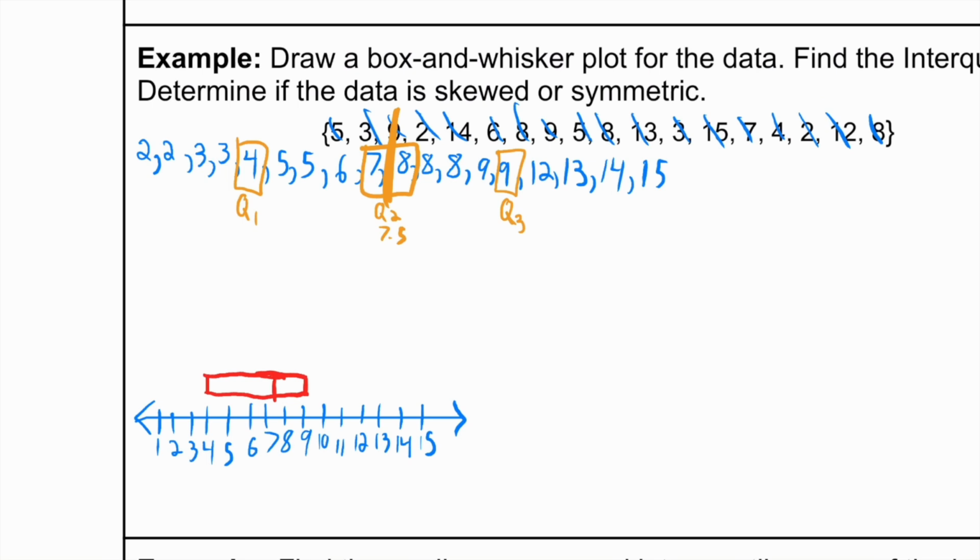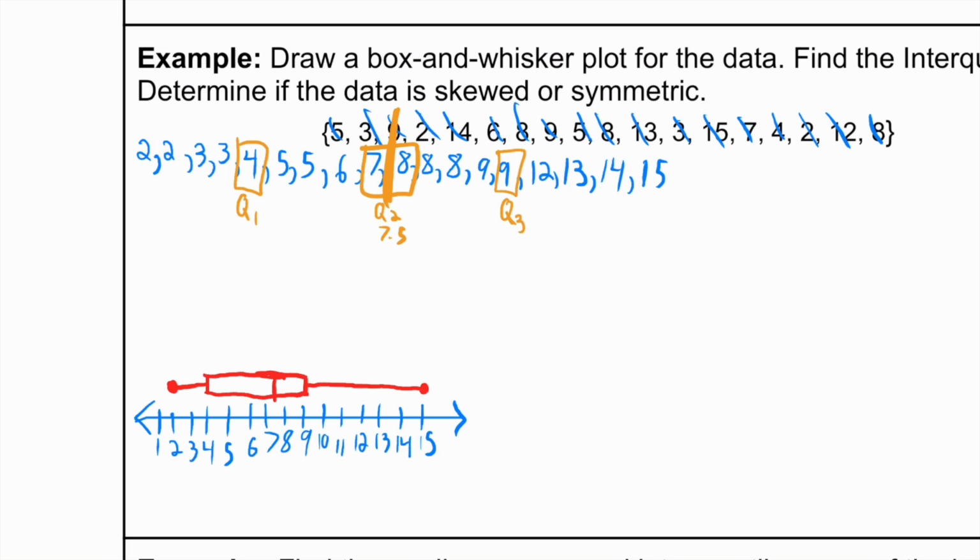And then I need my whiskers, which go from my minimum to my maximum. My minimum here is at 2, which I really only needed to go to 2, not to 1. And my maximum is at 15, so I need to go to 15 here for my other whisker. And so now I have this box and whisker plot. And so we successfully drew it.